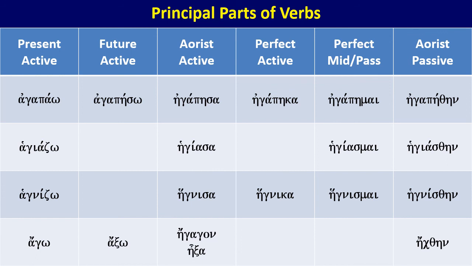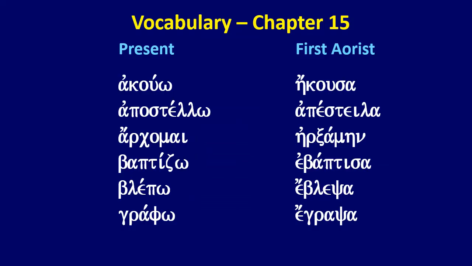Now, you may also be asking, well, why are there blank spots in some of these columns and rows? Well, that's because that particular form never occurs in the New Testament, and so it's left off the chart. The only ones that appear are those that actually occur in the New Testament. Now let's move on to our vocabulary list for chapter 15 for this lesson, taken from your textbook.